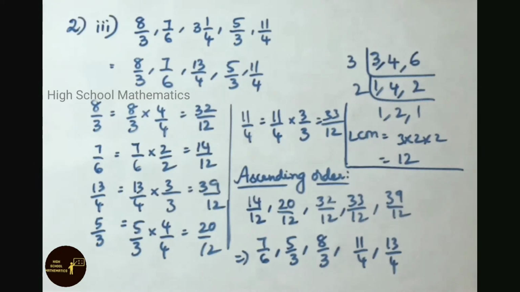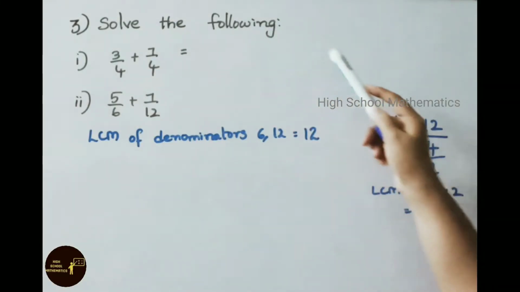For ascending order, whenever unlike fractions are given, first we have to find the LCM of the denominators. Then we have to convert the given fractions to like fractions. Only after that can we write them in ascending order. Similarly, for descending order also we have to follow the same way. But in descending order, we arrange the numbers from highest to lowest. See now third question, solve the following.